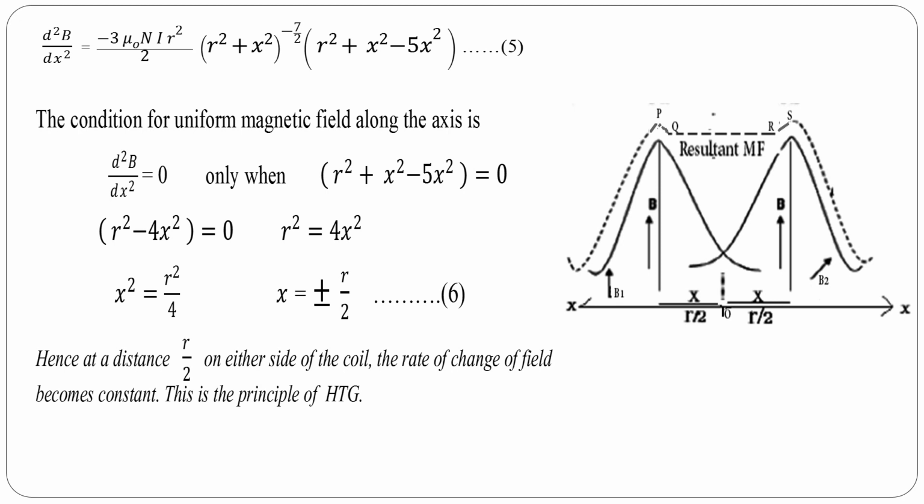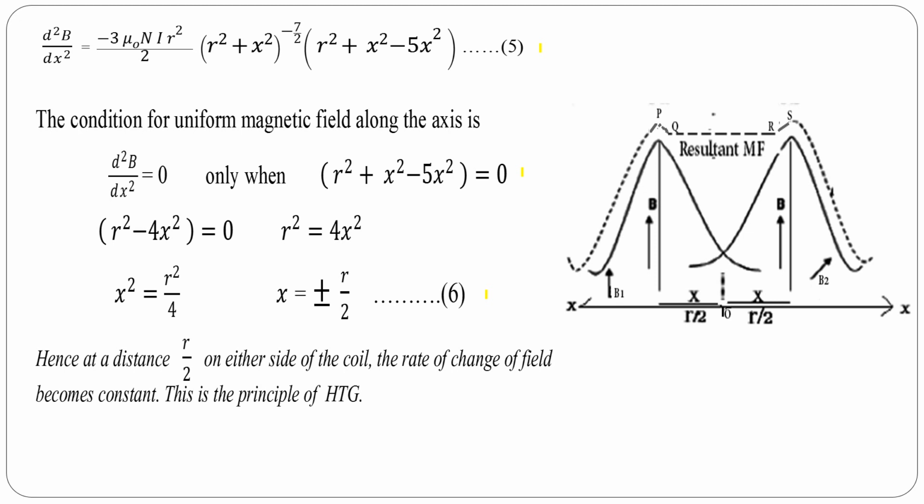The condition for uniform magnetic field along the axis is d square B by dx square is equal to 0. This condition has to be applied in equation 5. When we observe this, it is clear that d square B by dx square is equal to 0 is possible only when the term r square plus x square minus 5x square is equal to 0. Then simplifying this, we get r square is equal to 4x square, or x is equal to plus or minus r by 2. This equation is known as equation 6.